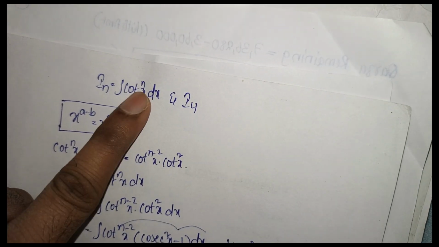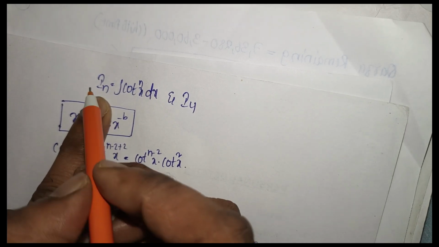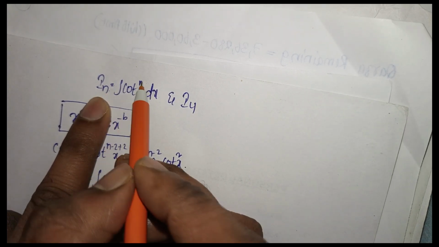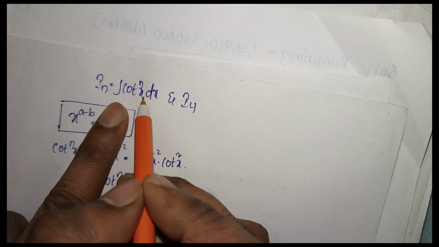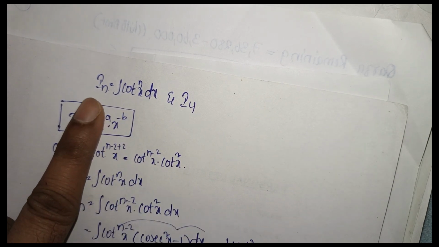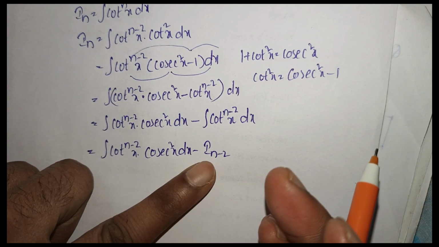If you notice, I_n is cot to the power of n x. I_{n-2} means wherever n is present we have to write n minus 2. So the integration of cot to the power of n minus 2 x dx is nothing but I to the power of n minus 2. So I have written here I_{n-2}.